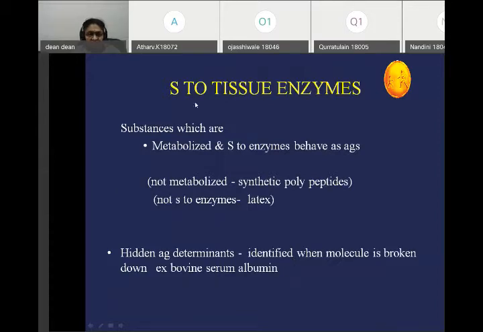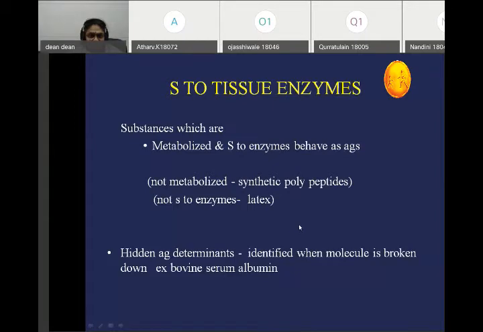Other factor which can affect is susceptibility to tissue enzymes. Substances which are metabolized and susceptible to enzymes behave as antigens. Substances like synthetic polypeptides which are not metabolized, or substances like latex particles which are not susceptible to enzymes, are non-antigenic.